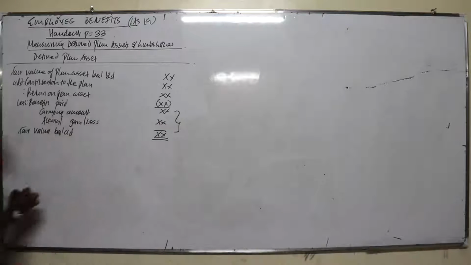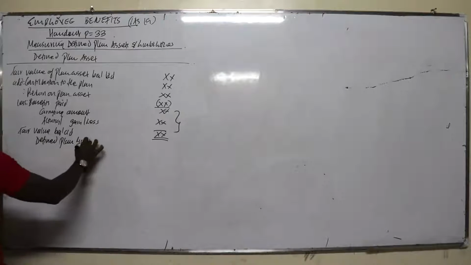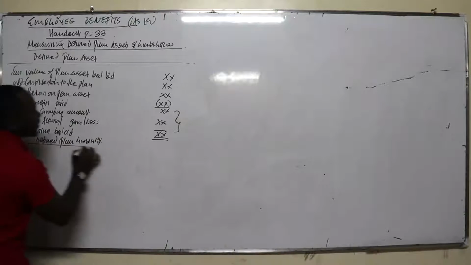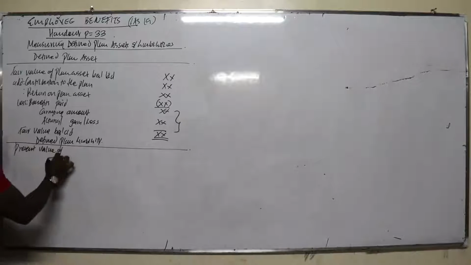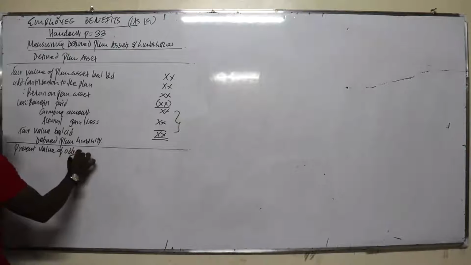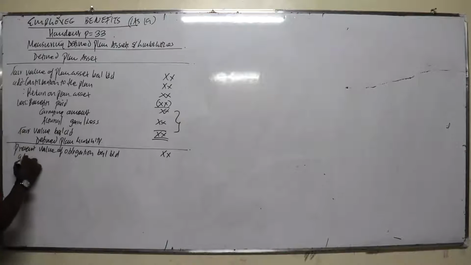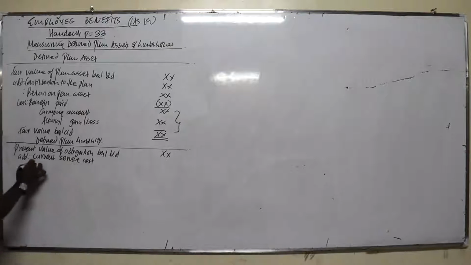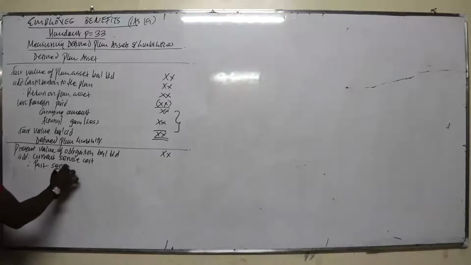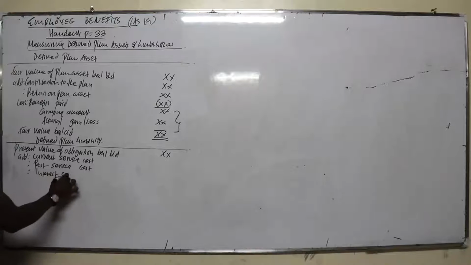What about the liability? How do we measure defined plan liability? For the defined plan liability, you usually take the present value of obligation, balance brought down. Then you add, since liability gives rise to expenses, current service cost, past service cost, and then the interest cost.